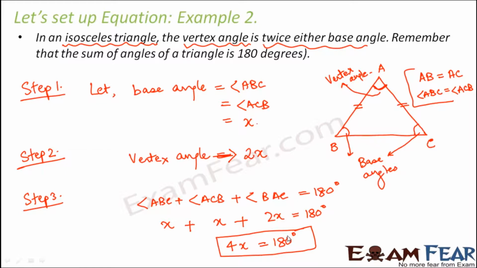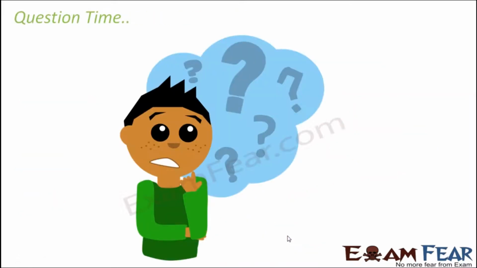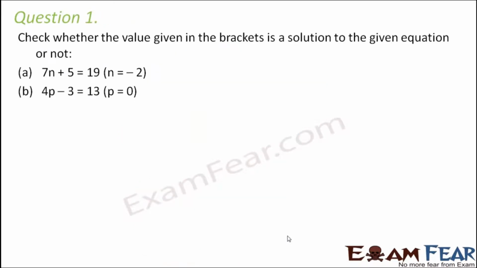So you see here it was slightly different, but again we followed the same 3 steps and we could arrive at the equation. So based on whatever we have learned about the basics of simple equations, let us try to solve some questions. Question number 1. Check whether the value given in the brackets is a solution to the given equation or not. Even before we start, let us first understand what we mean by solution of an equation. A solution of an equation means that value of the variable which, when put in place of the variable, makes the equation true.